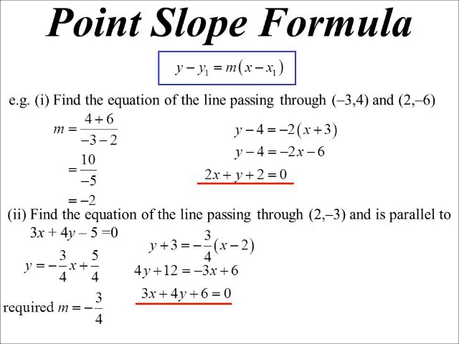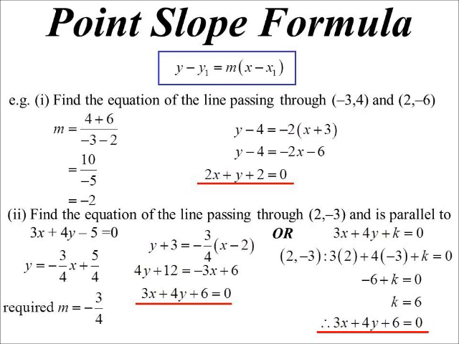There, of course, is a much quicker way. If you've got it in general form, the slope is all to do with the coefficients of x and y. If they're parallel, then the coefficients of x and y have got to be the same. So I know the equation of the line has to be 3x plus 4y plus k is equal to 0. But I know it goes through the point (2, -3). So I can just substitute in and work out k. k is 6. There's the equation of my line: 3x plus 4y plus 6 is equal to 0. Probably a quicker way of doing that sort of question. Works for perpendicular as well.